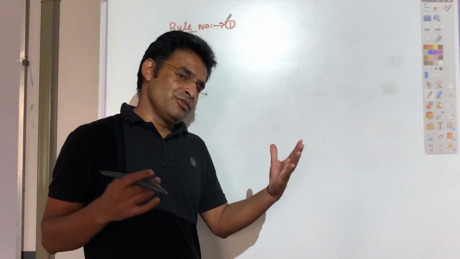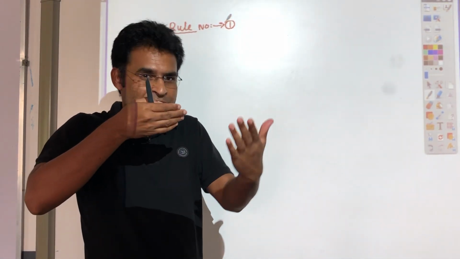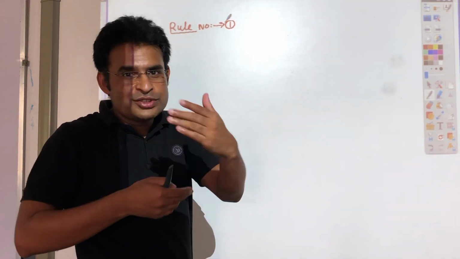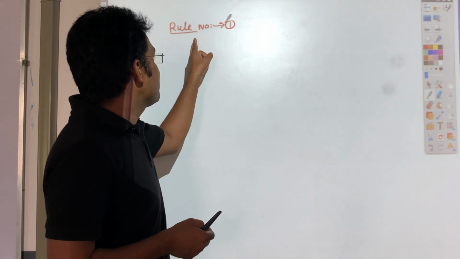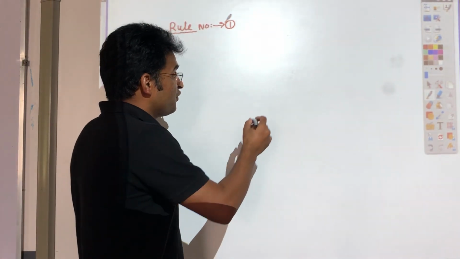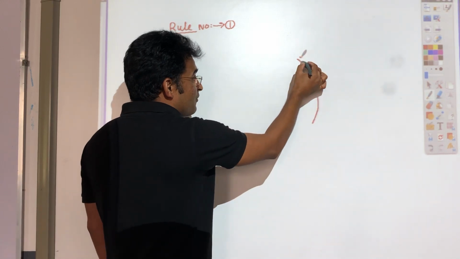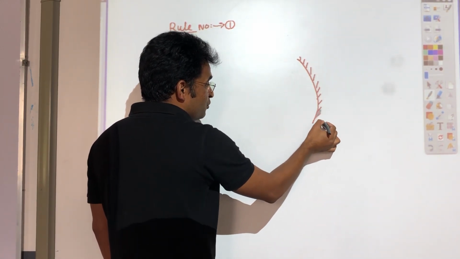I am telling you it's rule number one. If you see any other book, like NCERT, the numbering might be interchanged. The fourth one might be first, and the first one might be third. But the number of rules will be 4. Total number of rules will be 4. So rule number one is: if a light ray passes through focus, after reflection from the mirror, it will become parallel to the principal axis.